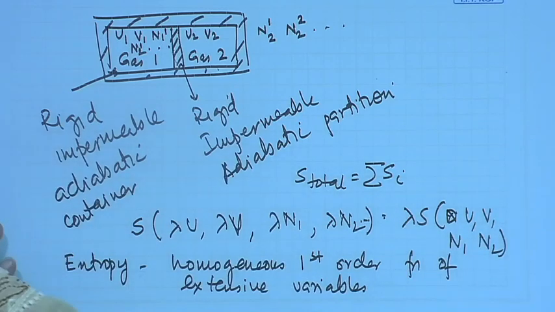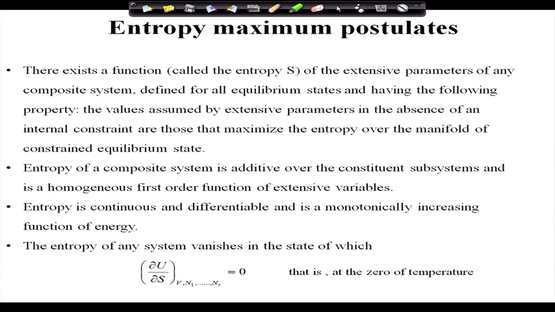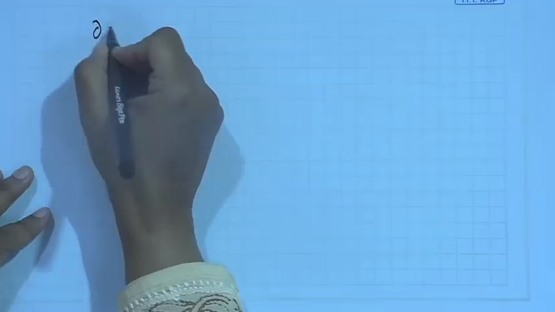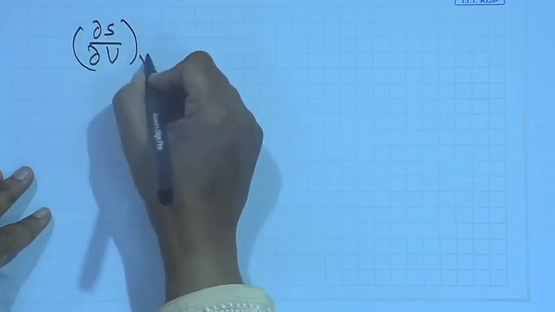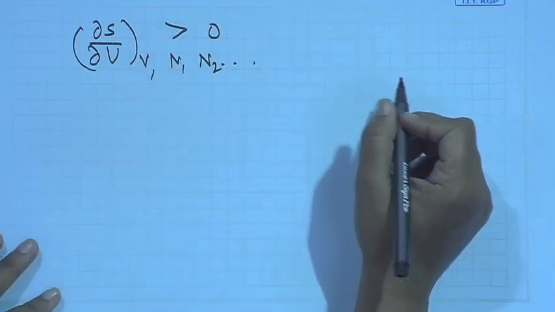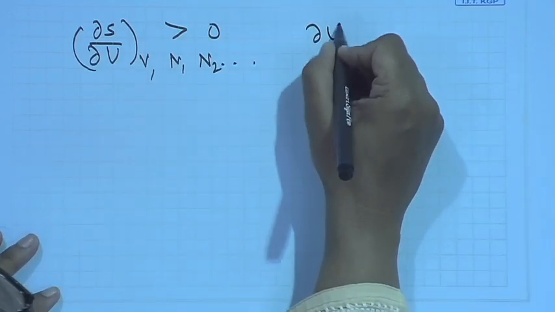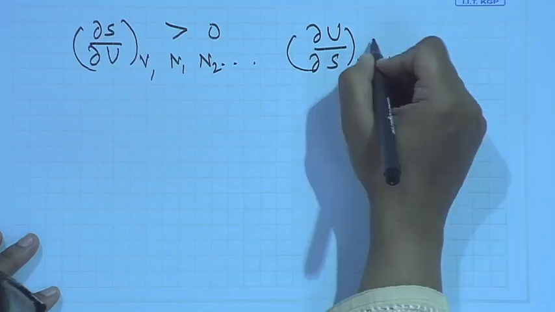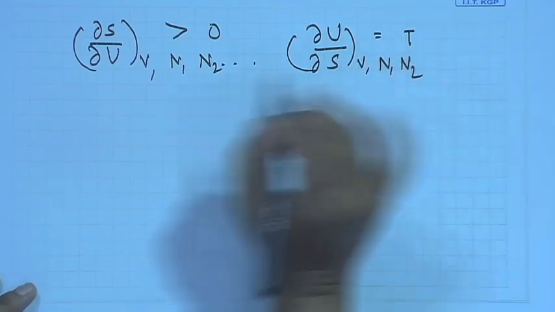What is the second thing? The second thing is that entropy of a system is continuous, it is differentiable, and it is a monotonically increasing function of energy. What does this imply? This monotonically increasing function of energy implies that del S del U at constant V, N1, N2, etc. is greater than 0. And we will be seeing later that actually del U del S at constant V, N1, N2, etc. is equal to T, which we will be seeing later.